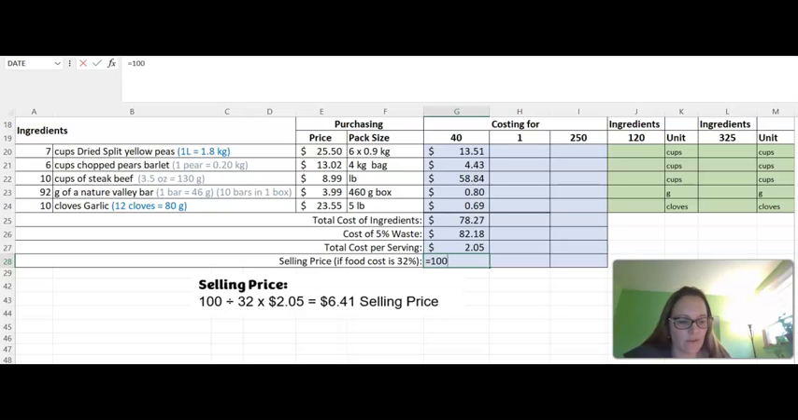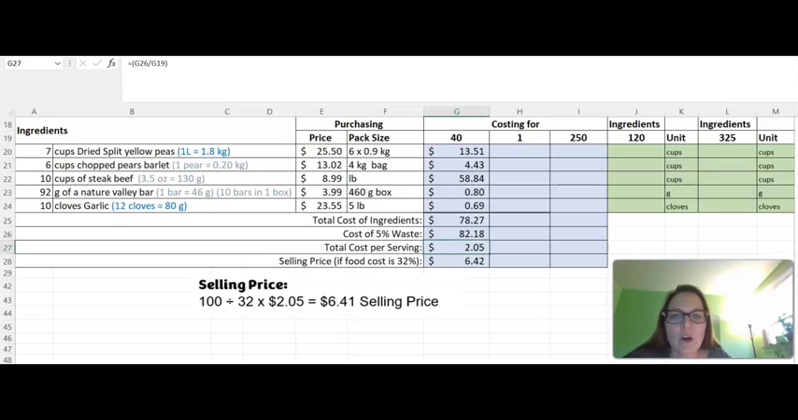To enter this formula in Excel, we're going to do our equal sign and we're going to do 100 and divide by 32. And then we're going to multiply by our cost per serving. So we'll click on the cell and then we're going to press enter. And you can see here that the numbers don't match. So we need $6.41 and Excel has given us $6.42.